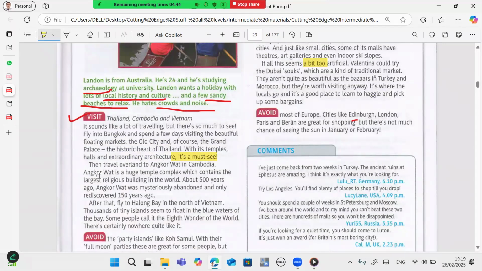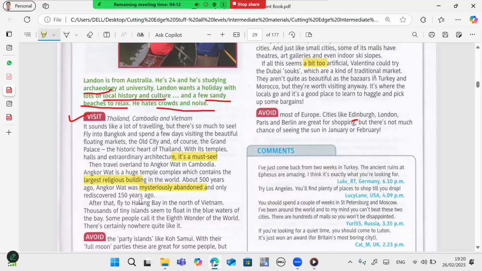Then travel around. The largest building in the world, about 500 years ago. Mysteriously abandoned. What does it mean? Mysteriously abandoned, غامض يعني مهجور. Yes, مهجور، شكل غريب.